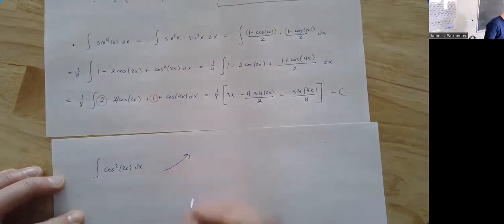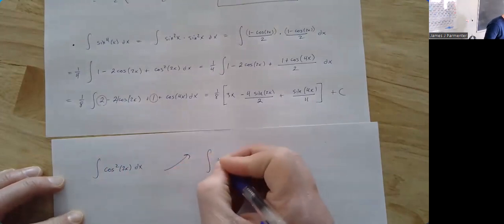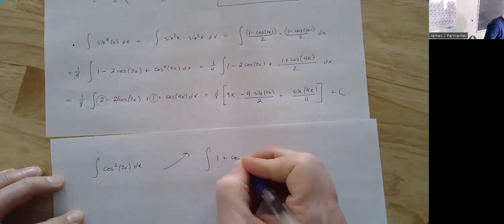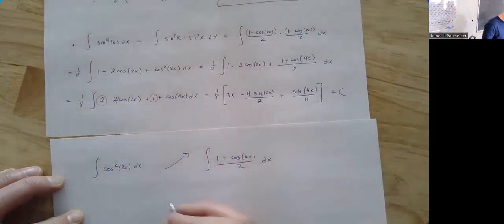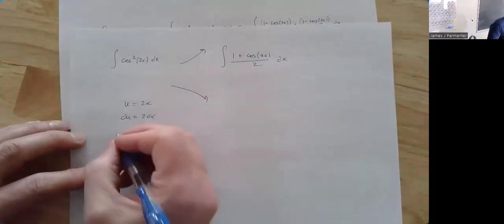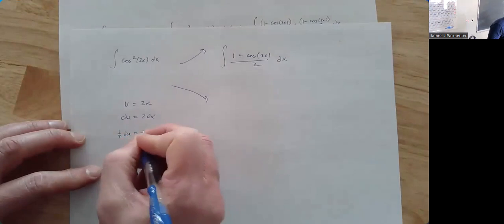what we did and say, well, that's just the integral of (1 plus cosine of 4x) all over 2. The other way to go could be to say, well, we're going to let u equal 2x. So du is 2 dx. You can't see that, can you? And then 1/2 du is equal to dx.